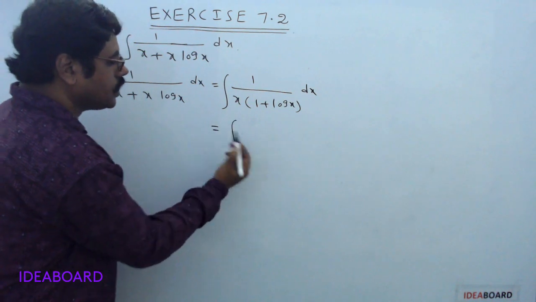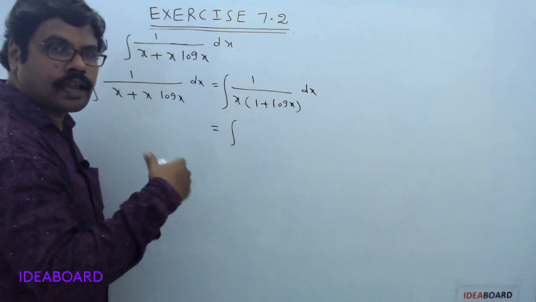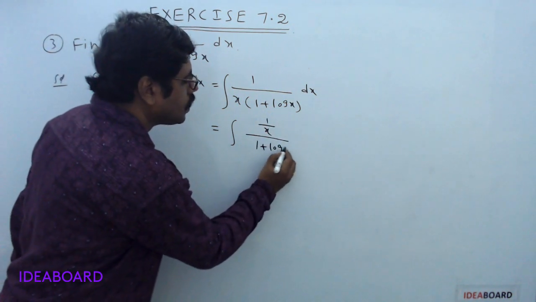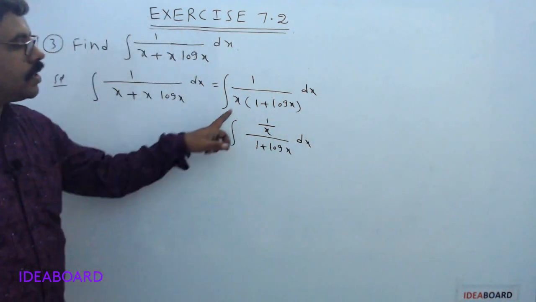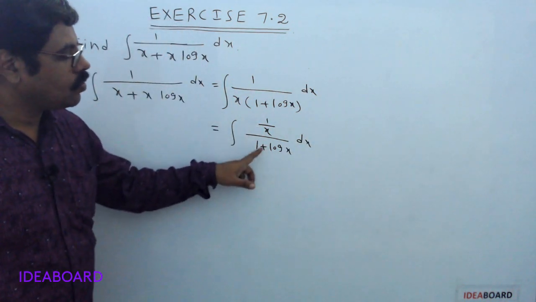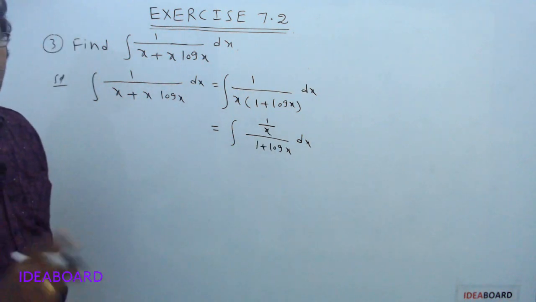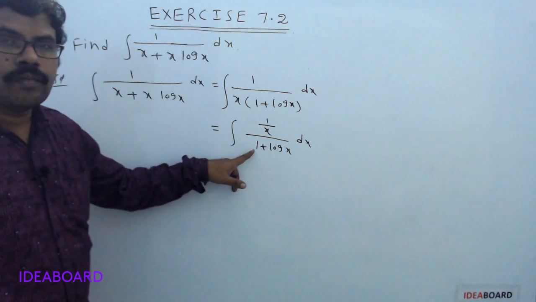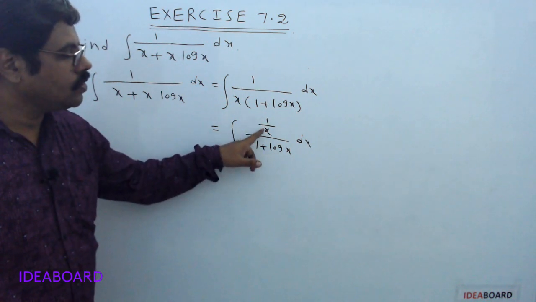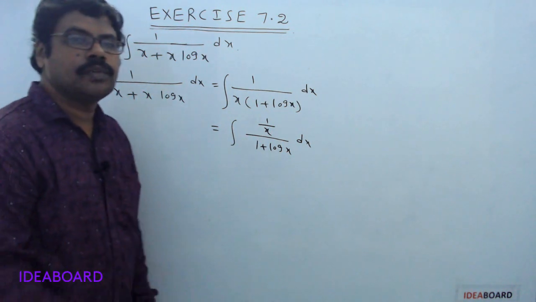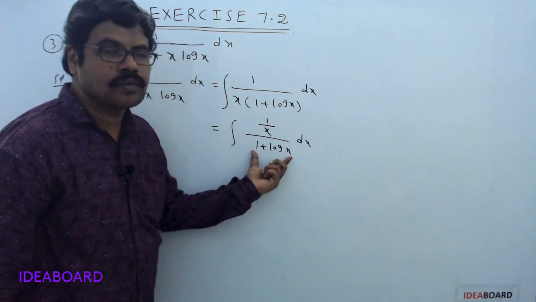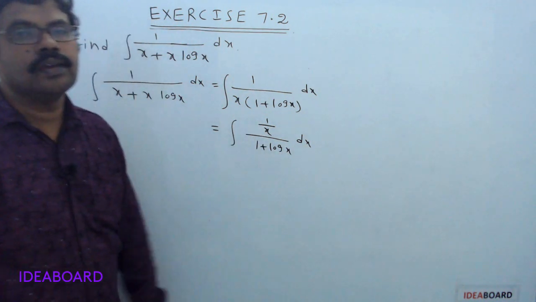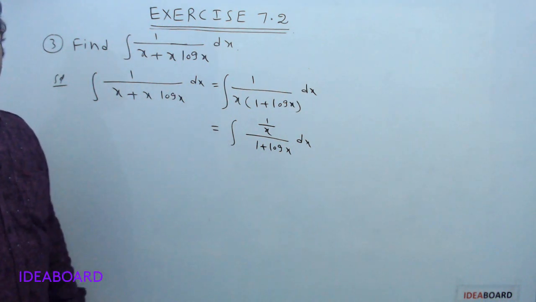Now this equals integral. Now this integrand can also be written as 1 by x divided by 1 plus log x dx. Now, what is the derivative of 1 plus log x? 1 is the constant term, derivative 0, log x derivative 1 by x. If you take the substitution as 1 plus log x equals t, then automatically 1 by x into dx value becomes dt. So, this function will be easily integrable.